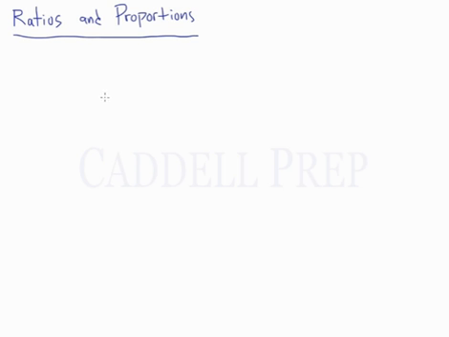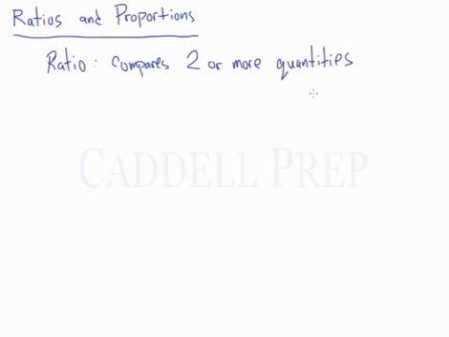In this lesson, we're going to go over ratios and proportions. Let's start with ratios. So, in general, a ratio compares two or more quantities. So, for example, we could be comparing the number of boys to the number of girls in a class.